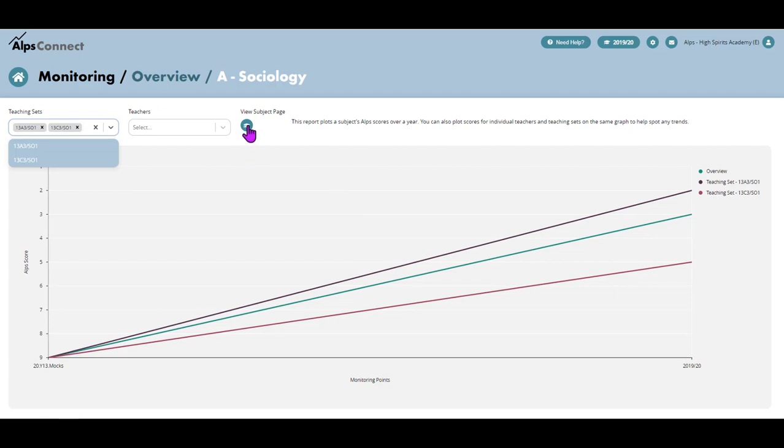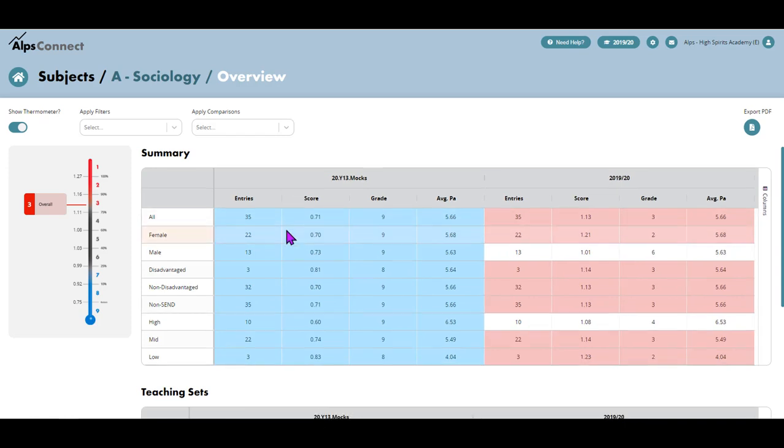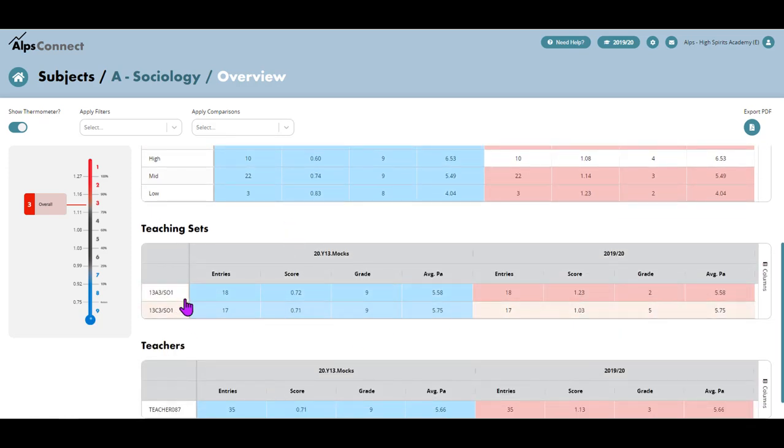Now let's look at that in a bit more detail by jumping into the subject page for sociology. So I can jump straight in there and then scroll down. So there we go. There's my teaching set, the C3, which is, sorry, grade 9 to a 5. And then this other one has jumped from a grade 9 to a grade 2. So my teaching set, if you look at the scores here, is 0.71 to 1.03. So that's 0.3 of a difference. That's a grade and a half per student. And this one's just kind of off the scale, really, is a 0.5 difference, which is over 2 grades, 2.5 grades of a difference.